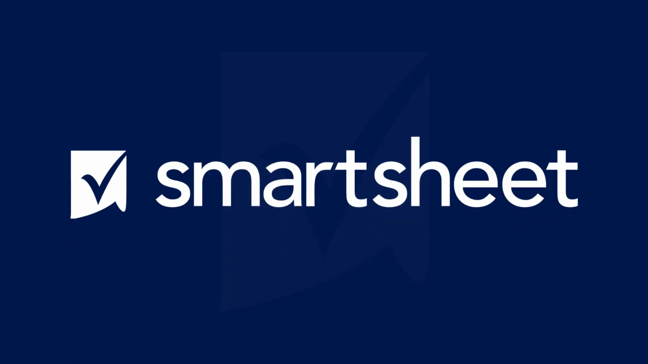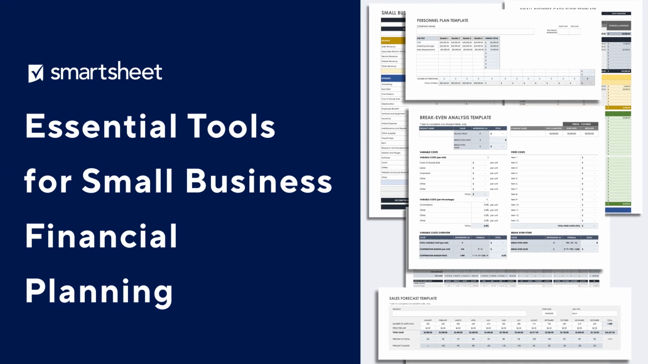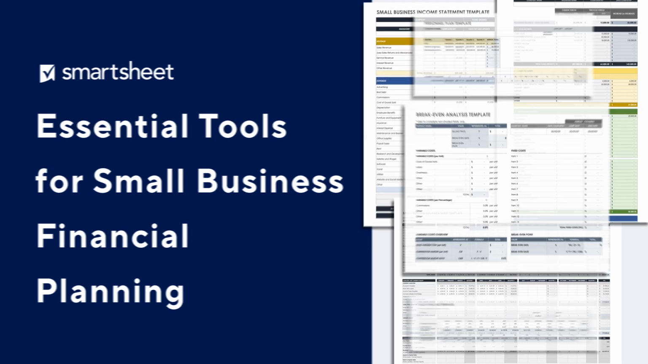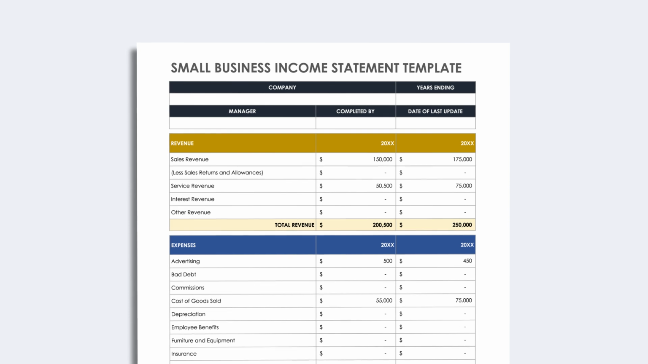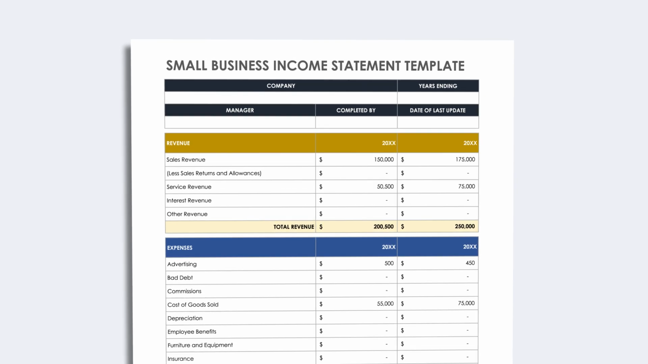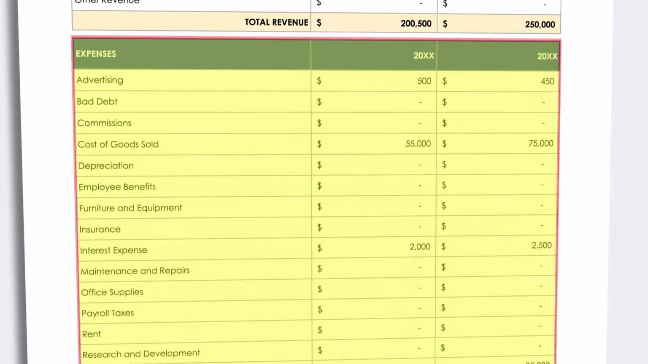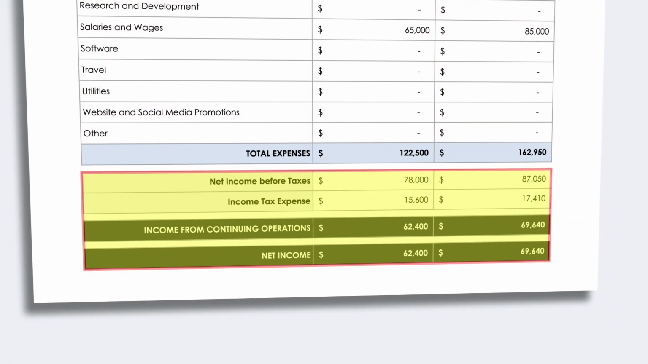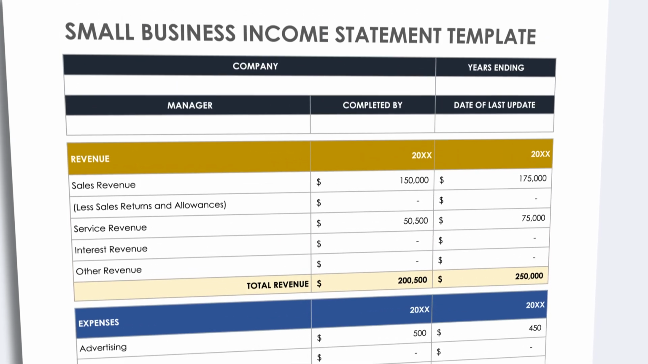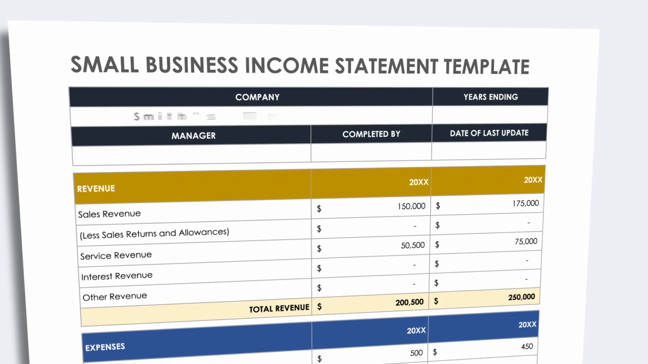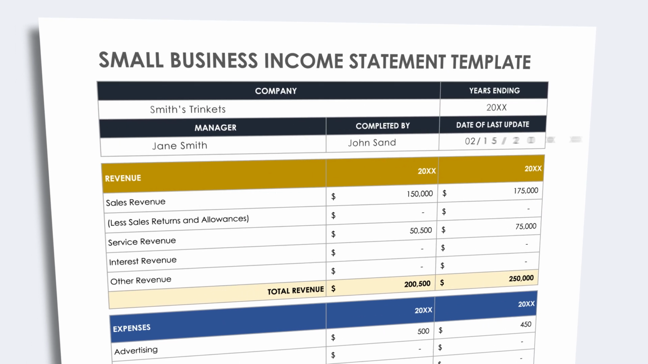In this video, we'll break down the documents in a small business financial plan and how they help you manage and grow your business. The income statement provides an overview of your business profit and loss, including operating expenses for a given time period. It displays your revenue, expenses, and profit, where revenue minus expenses equals profit or loss.